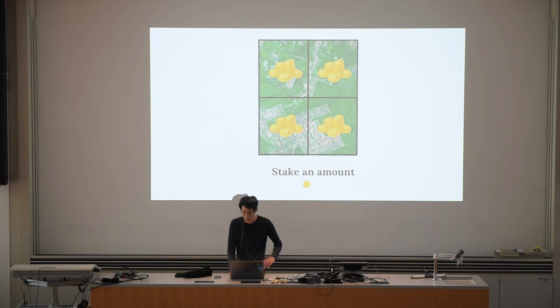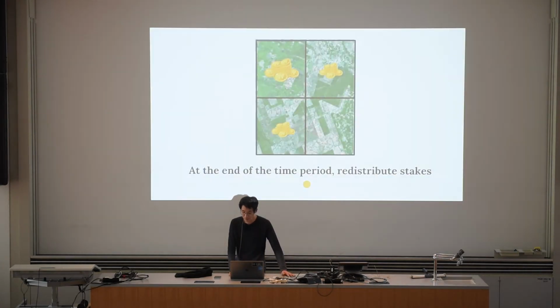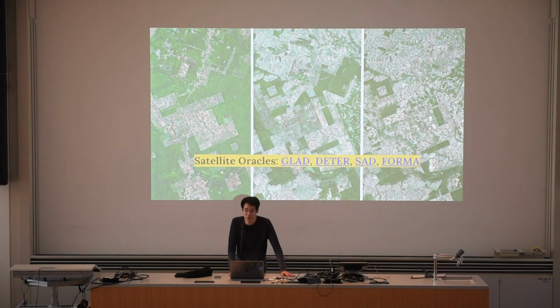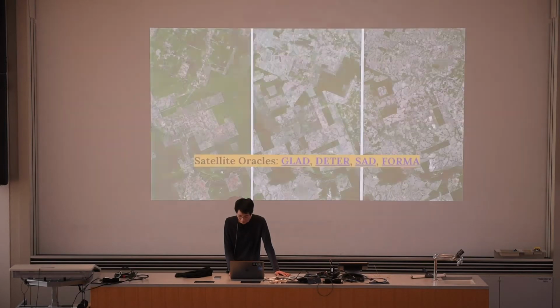So let's see how it works. We forest, we put some money in it, we measure after the time period, redistribute the stakes, and we use satellite images for that. There are actually four different kinds of satellite images, specially designed to monitor the Amazon rainforest, all sponsored by the Brazilian government. And we use GLAD data for our experiments, for what I'm going to showcase for you.